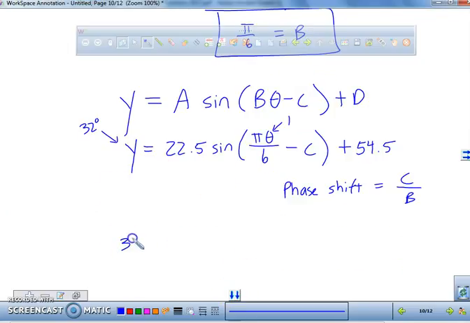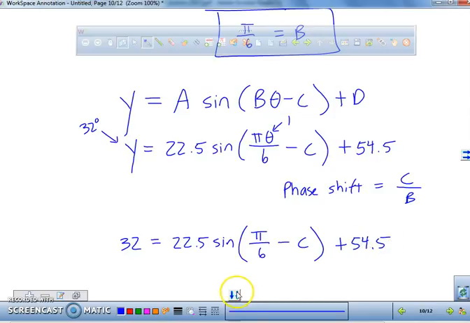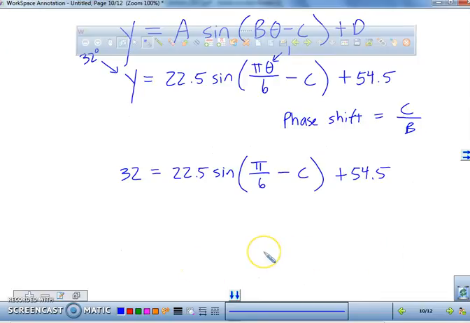So write this down. Instead of Y, put 32. Keep 22.5 the same. Now, if I plug in a 1 right here, that's going to give us just pi over 6. So if theta is equal to 1, 1 times pi over 6 is pi over 6 minus C, plus 54.5. So far, so good? All we did was plug in a 1 for January, because that's the month of January, and we got a 32. Now we got to solve for C, everybody. So here's what we got to do. We got to take away 54.5 from both sides.